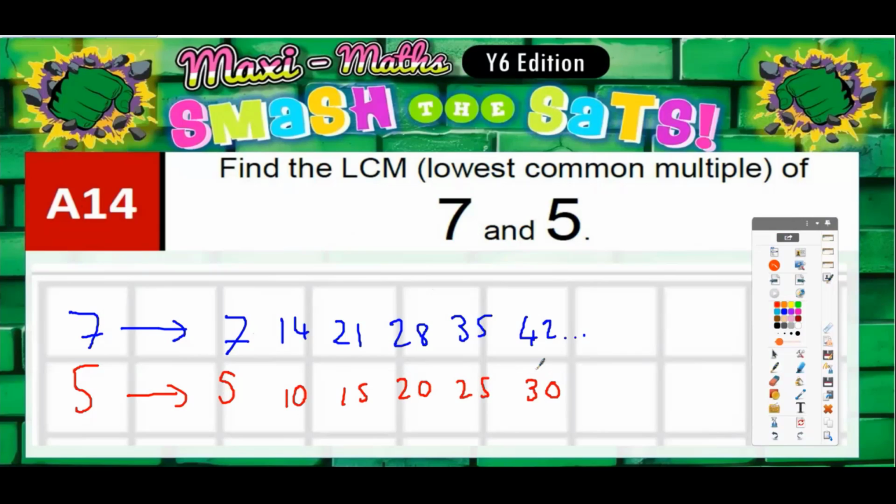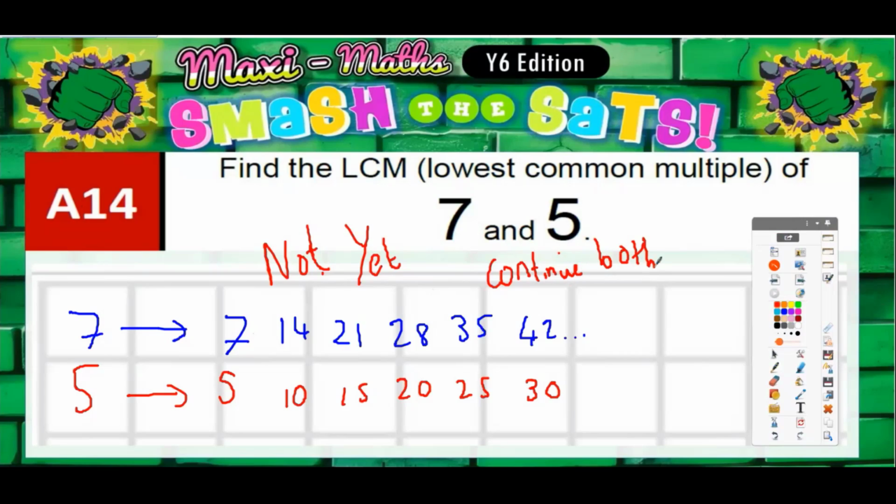Now, what we're looking for here is the lowest number that appears in both lists. Now, can I see any numbers that are in both lists? No, I can't. Yet. So not yet. So what we have to do, if there's no number that's in both lists, is continue both lists.